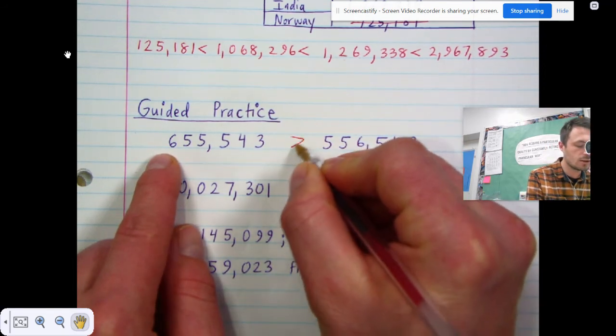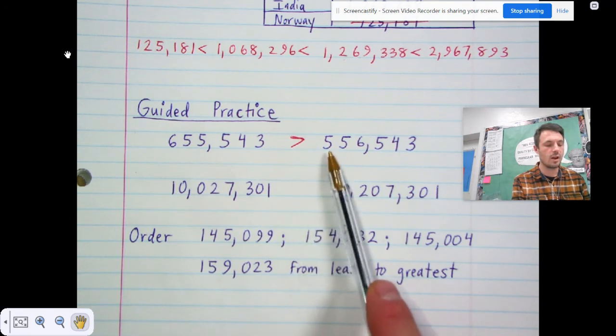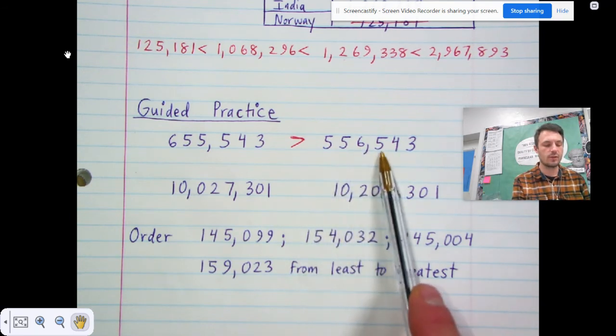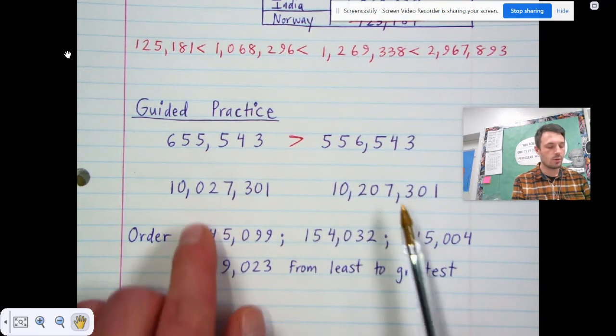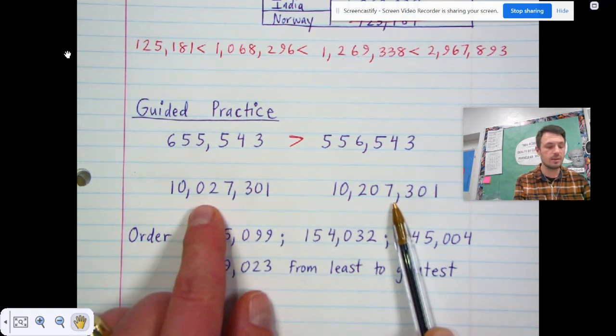So we know 655,543 is greater than 556,543. Now we're comparing these two numbers. And again, we want to make sure we're comparing the same place values.